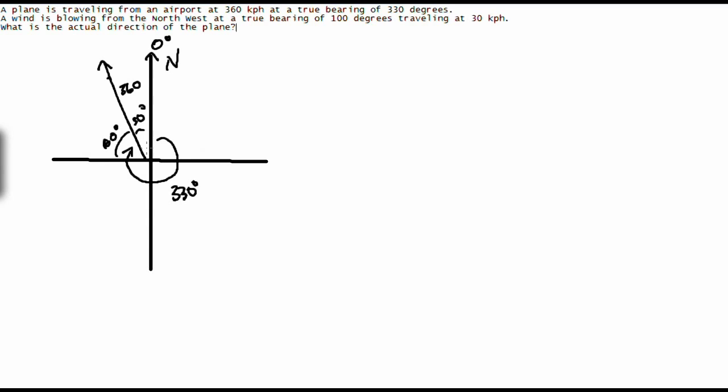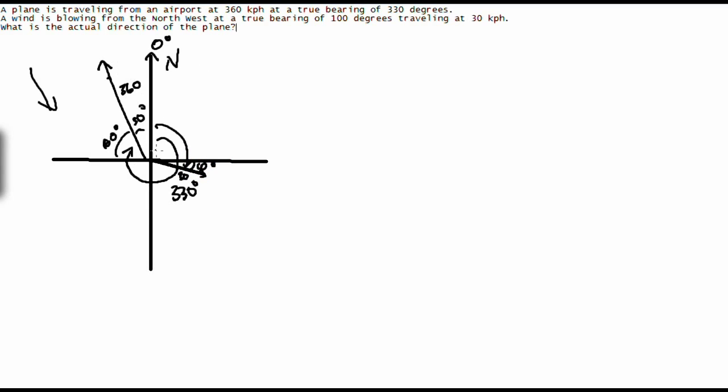So let's do the same thing for the wind. The wind is blowing from northwest, from this way, at a true bearing of 100 degrees, traveling at 30 kilometers per hour. So 100 degrees should be around here. I should probably just do a line. It's only 30 kilometers per hour, so I'll make it a bit smaller. So this length is 30, and this is 10 degrees. It's starting to get a bit messy, sorry, but you have the basic picture.